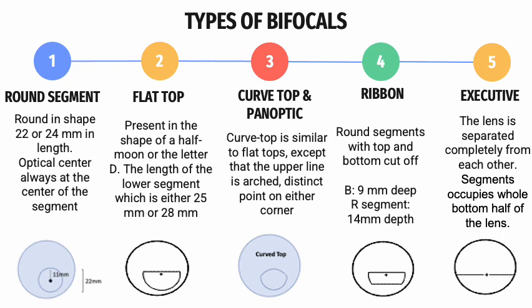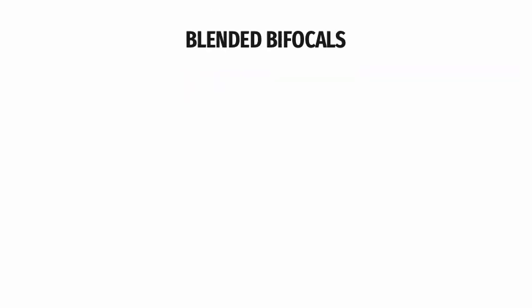The last one is the executive segment. In this type of bifocal, the lens is separated completely, and the upper part of the lens and the lower part of the lens are divided into two equal halves. There is a distinction line and it is visible.